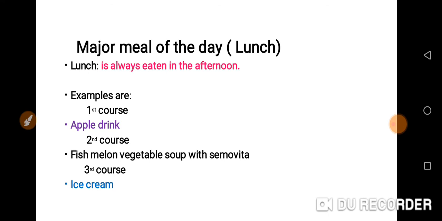Remember, the first course is also known as appetizer. The second one is also known as main meal or main dish. The third one is also known as dessert or sweet dish.